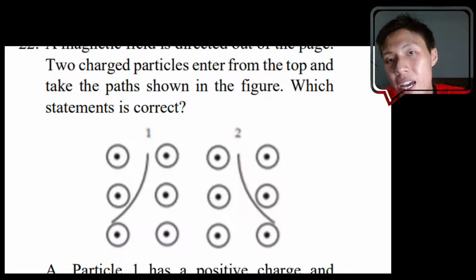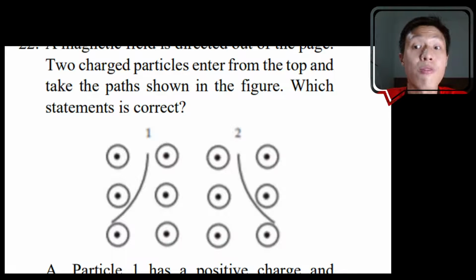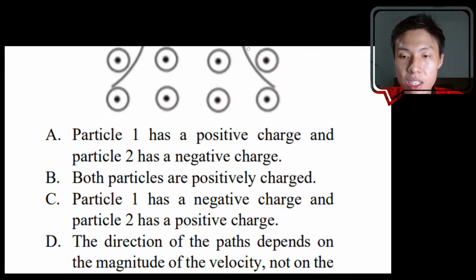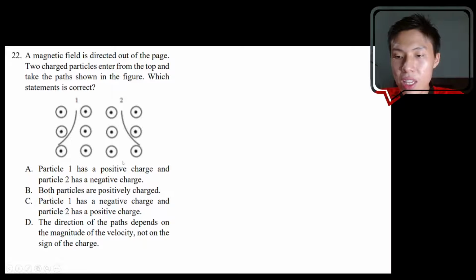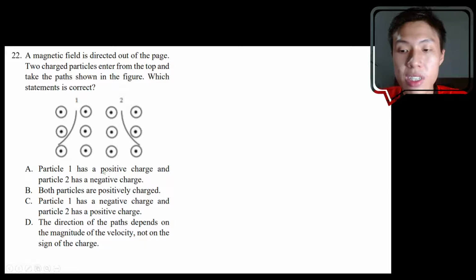Let's try to see what kind of statement they want you to verify, and from there we determine how we should solve the problem. They ask whether particle 1 is a positive charge, particle 2 is a negative charge, both particles are positively charged, or negative charge, positive charge. So they are mostly concerned about the sign of the charge.